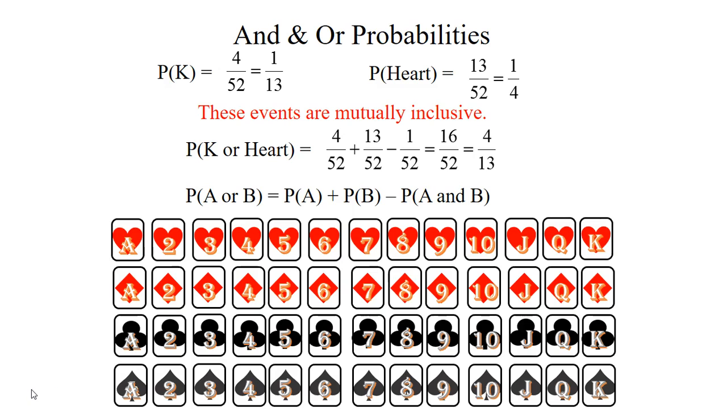In general, you can give a formula for an "or" probability, where you have the probability of A or B equaling the probability of A plus the probability of B minus the probability of the overlap, or the probability of A and B. When you have a probability of A and B, or an overlap, they are called mutually inclusive events.